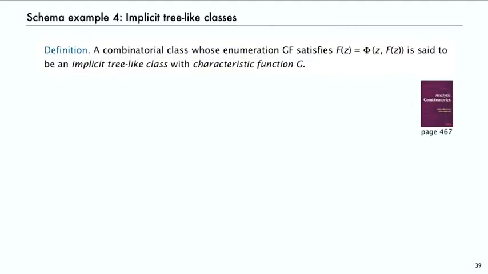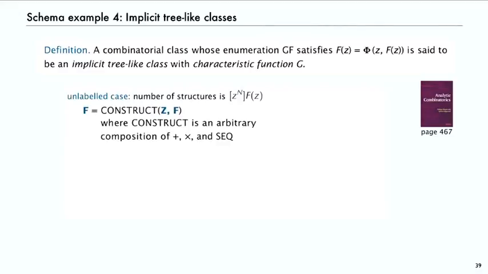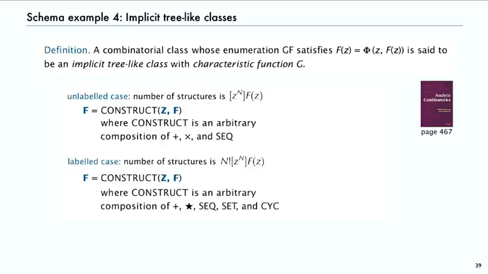So for implicit tree-like, we say, well, if you have any function of z and f(z), it doesn't have to just be z times phi of f(z), then that's what we're going to call an implicit tree-like class with characteristic function phi. In the unlabeled case, the number of structures is [z^n] f(z). So we can have any constructs that are plus, Cartesian product, and sequence.